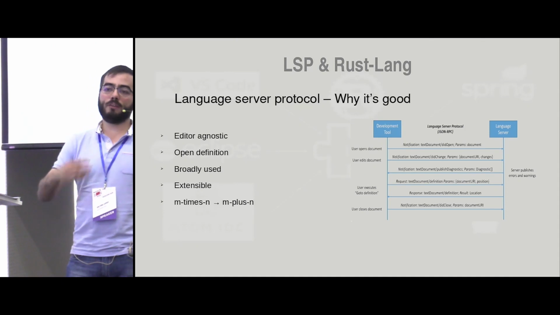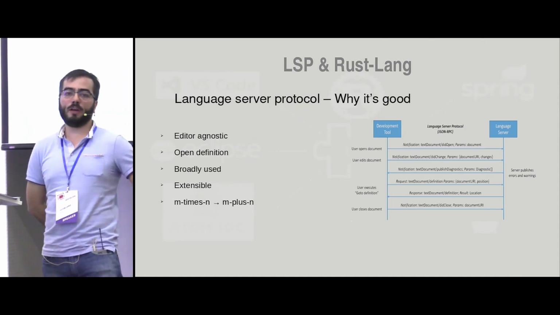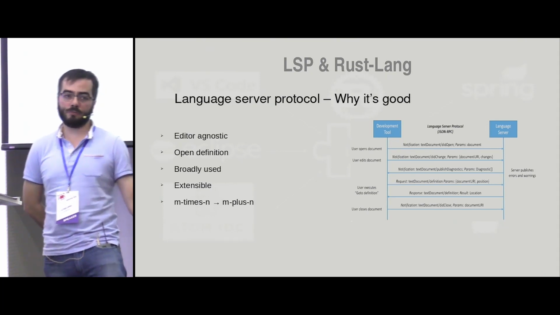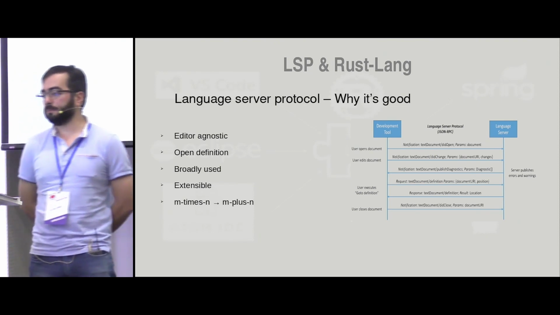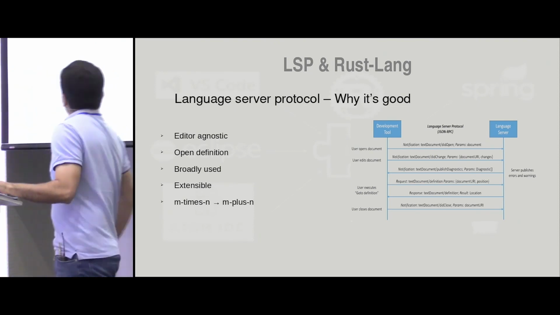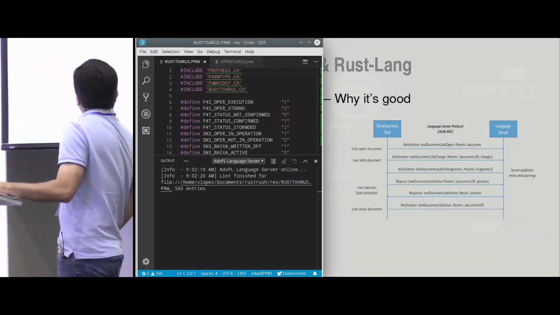And we have the classical M times N problem for the language support development. It means that if you have a given language, you provide a functionality to support this language. You have to implement this functionality for the number of editors you are going to use. Instead, with the language server, we just implement the functionality once. I'm going to give a very quick demonstration on how it's working.